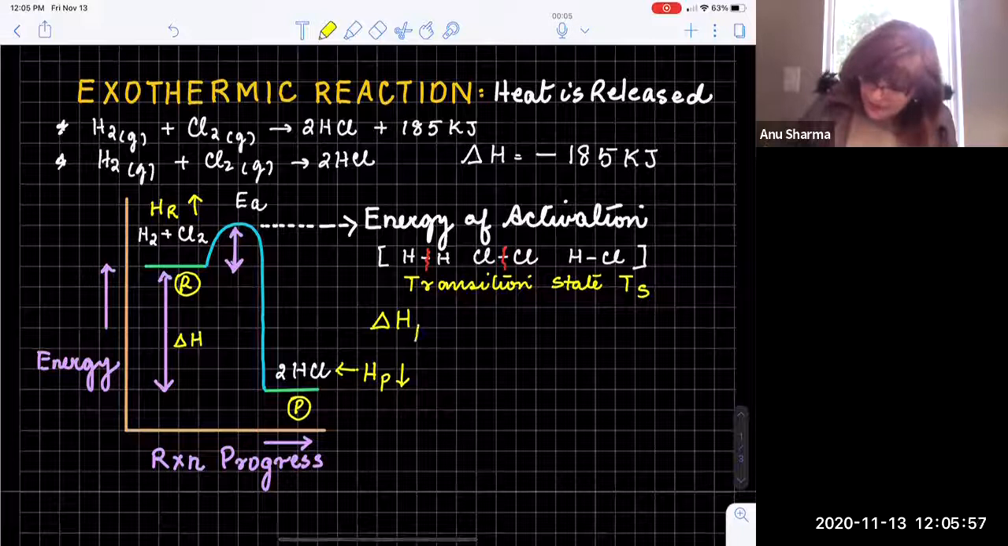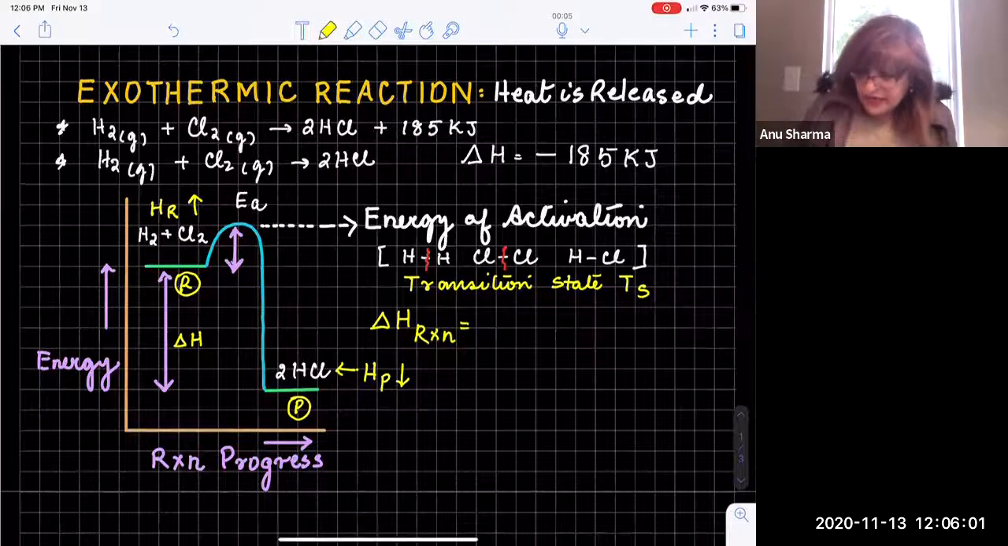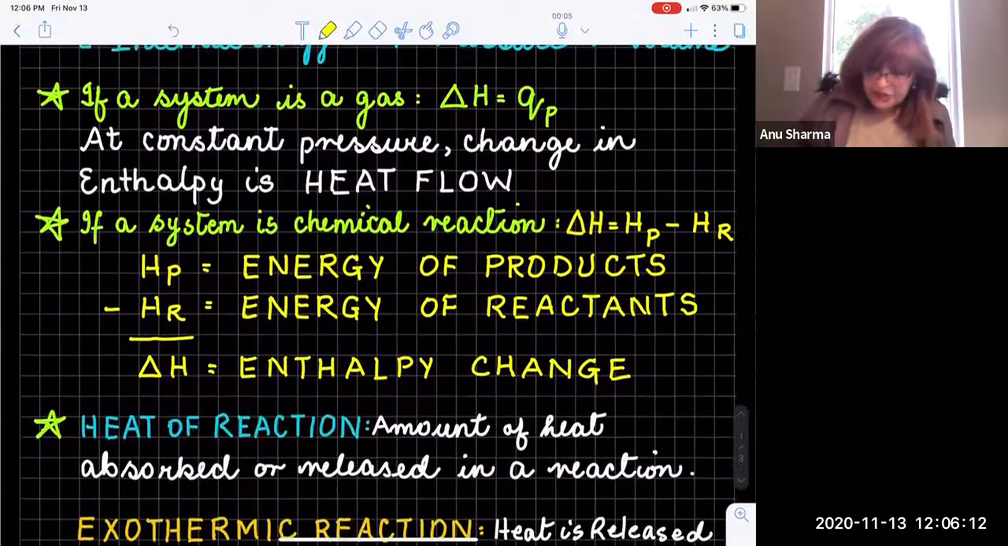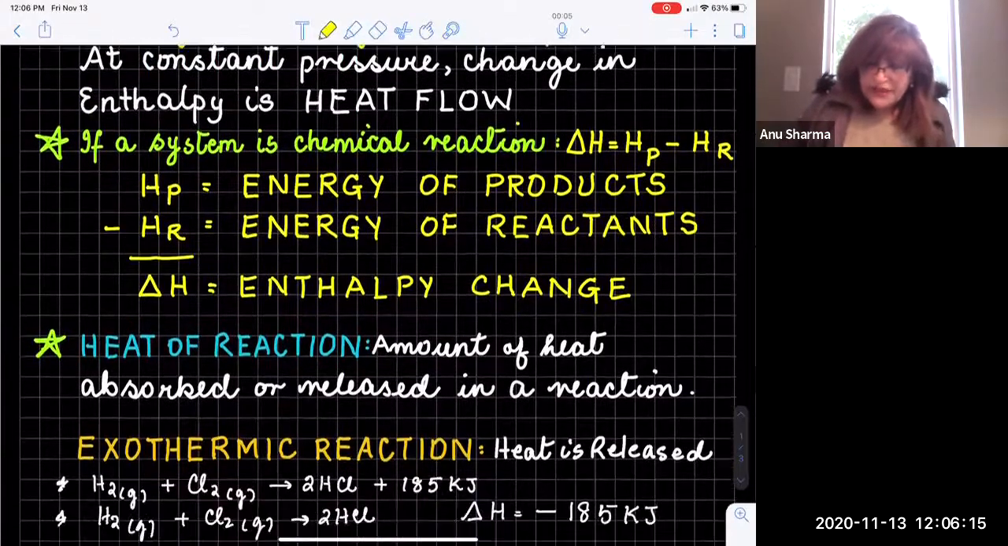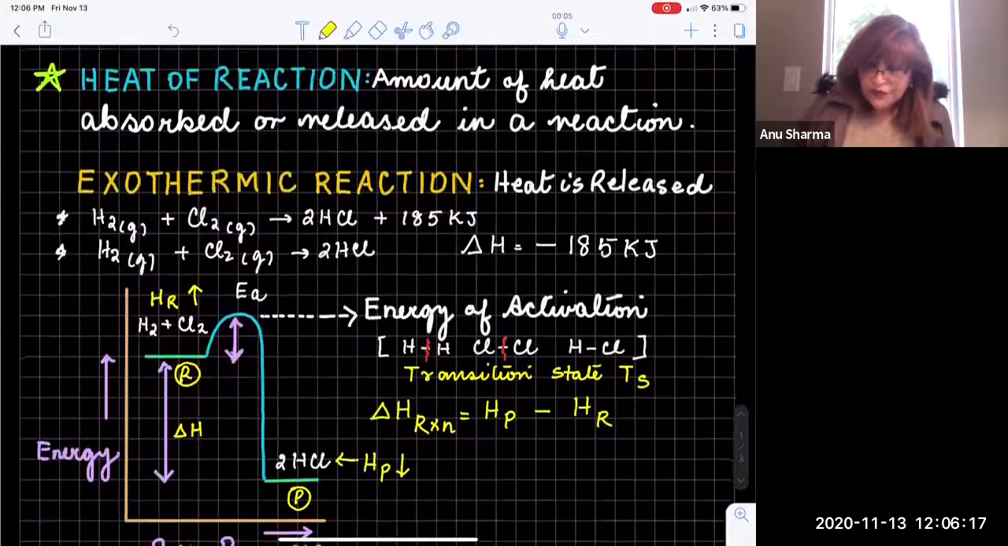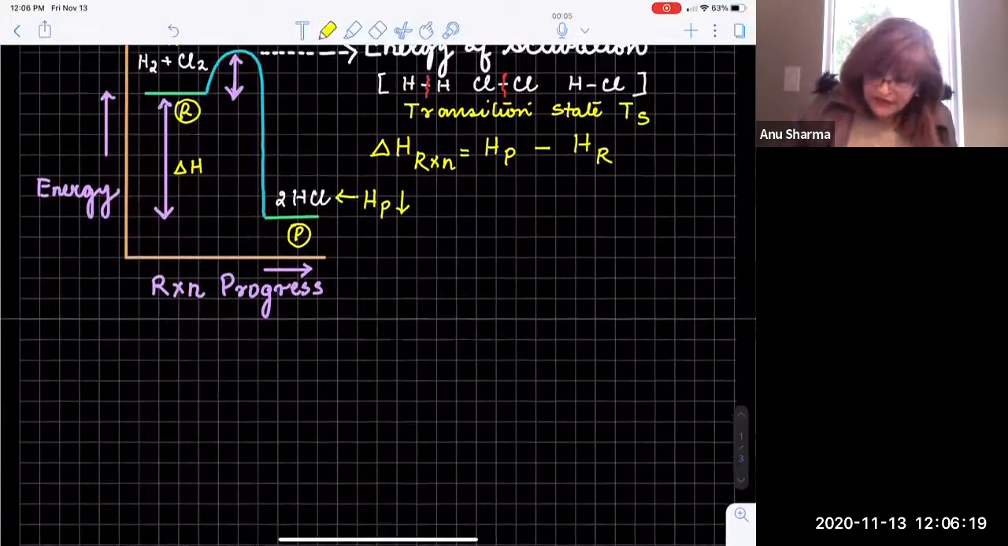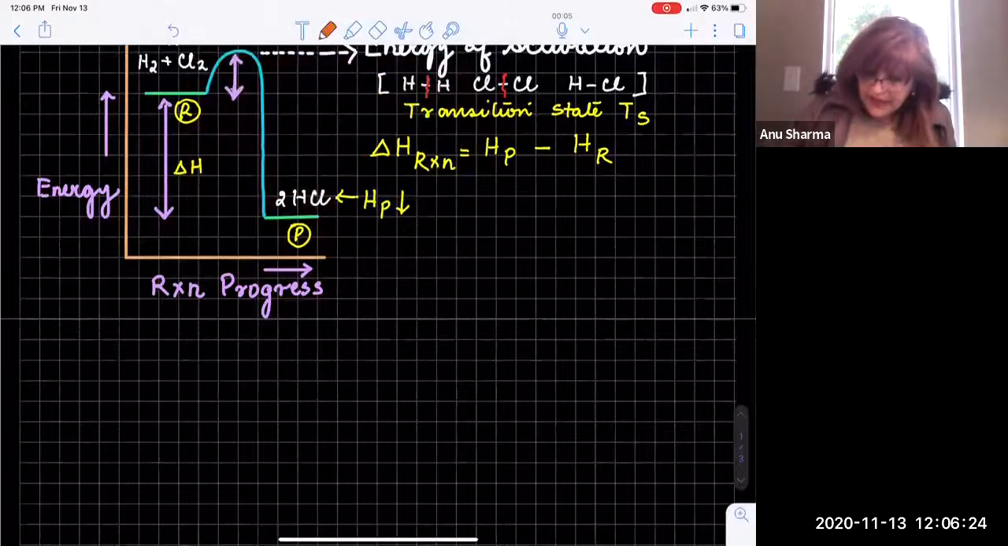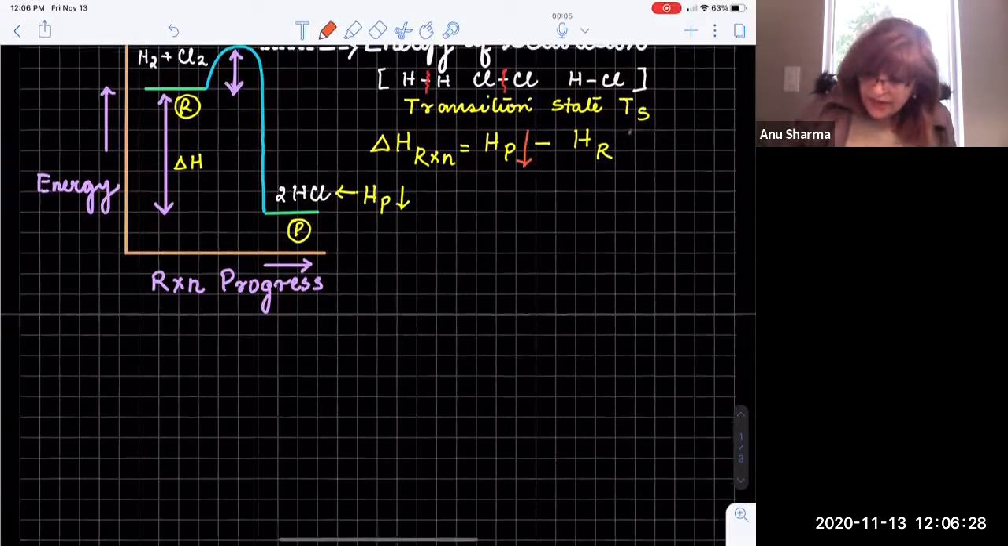So the heat of reaction, or the change in the reaction, is going to be HP, the heat of the products, minus the heat of the reactants. Because of the space I don't have, but HP is the energy of the products, the heat of the products, and HR is the energy of the reactants. So HP, as you can see, is a smaller number. The value of that number is small. And HR is a bigger number.